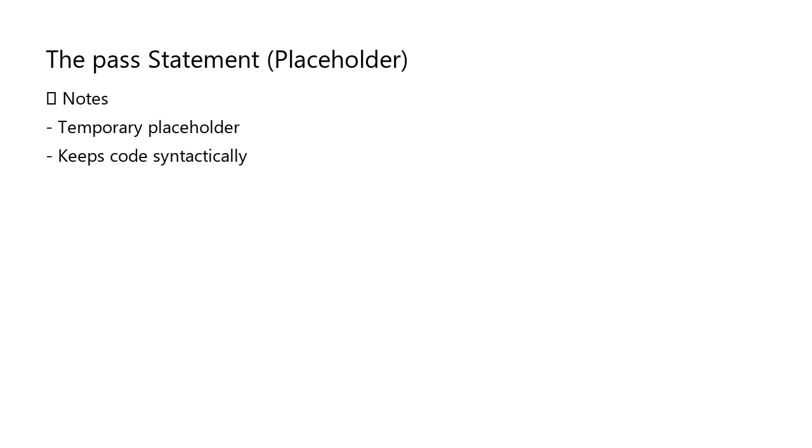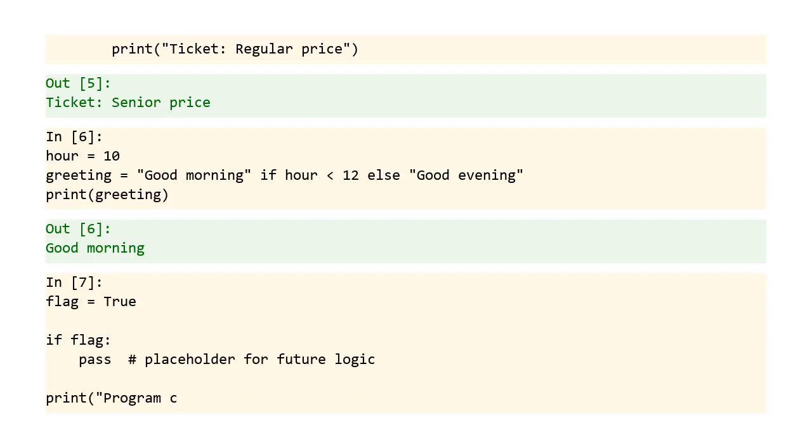Sometimes you haven't written the code yet. Pass keeps the structure valid. Useful while planning. Nothing happens visibly, and that's the point.